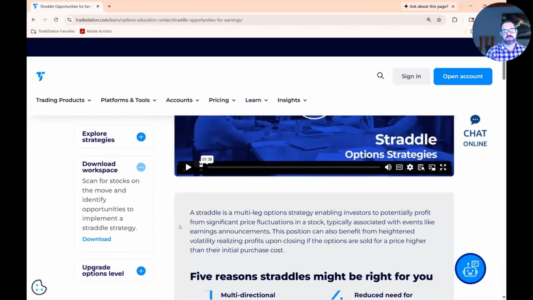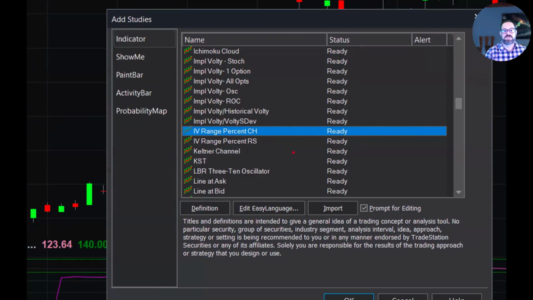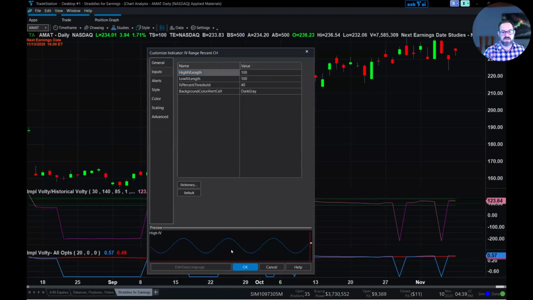It'll download the indicators there as well. So anyway, with this indicator, if I go back, you'll notice there's two. There's one that says RS, and then there's CH. RS stands for radar screen, CH stands for chart. So basically, I'm working on the chart. I'm going to add that one to my chart and hit OK.